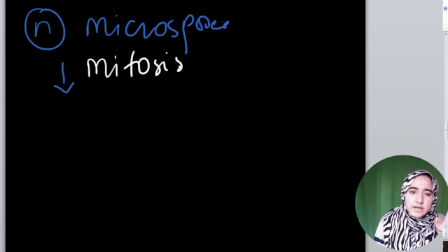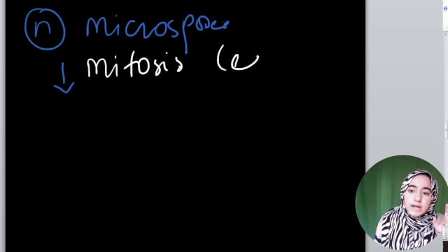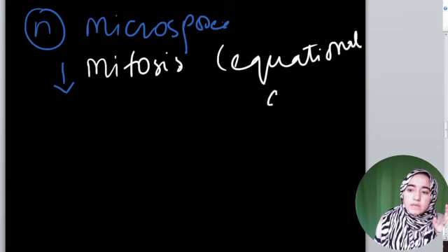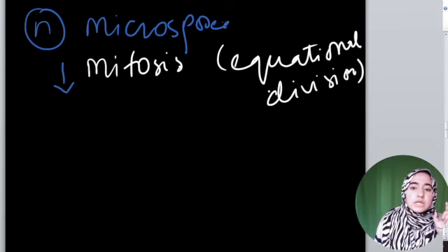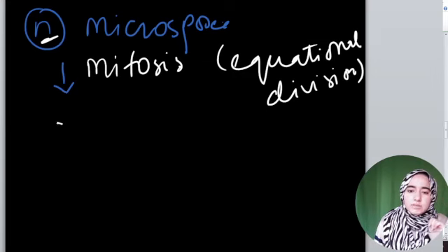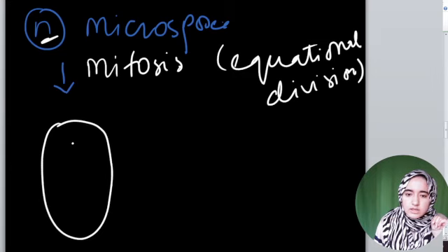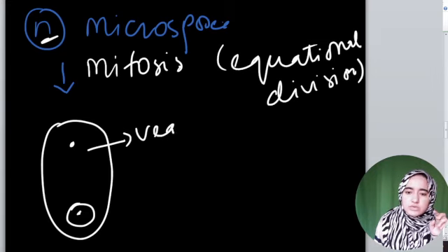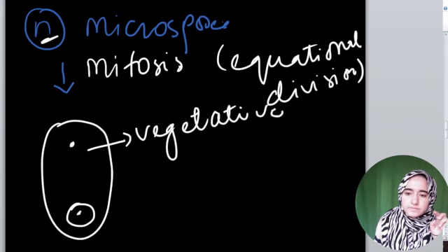Microspore will undergo mitosis. Mitosis is also equational division. Please remember, mitosis is equational division. That means this n will get converted into n and n, but they are not separate from each other. They will be like this in one cell. One cell contains two cells, this larger and this smaller. This larger cell is known as the vegetative cell, and this small cell is known as the generative cell.